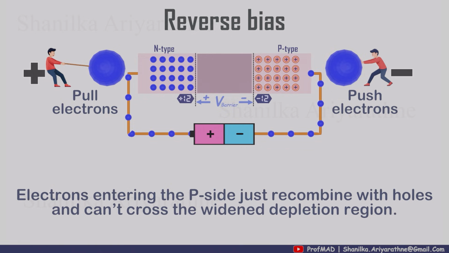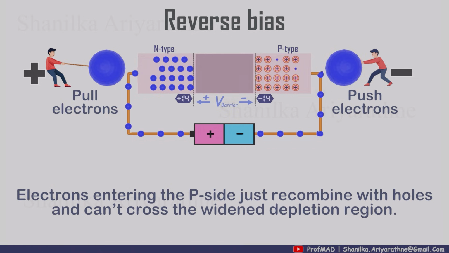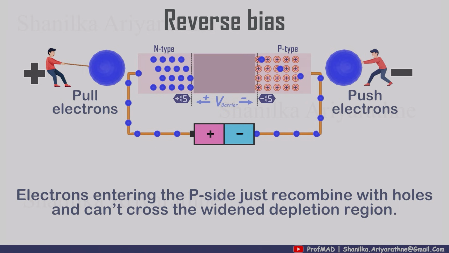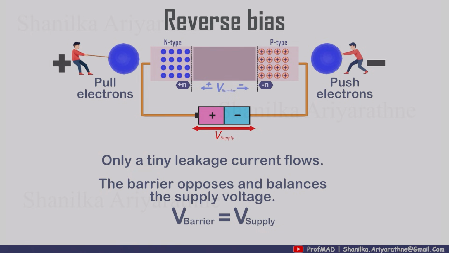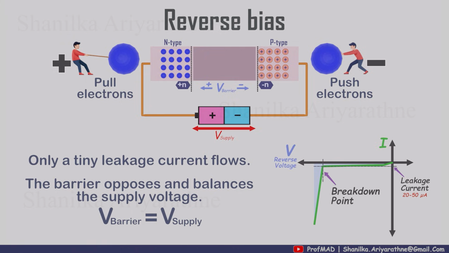Even though electrons may enter the p-type region from the external circuit, they simply recombine with holes and cannot cross the widened depletion region. As a result, no current flows through the diode in this configuration. So in reverse bias, the barrier potential opposes the supply voltage and effectively balances it. As the reverse voltage increases, the internal barrier continues to grow.